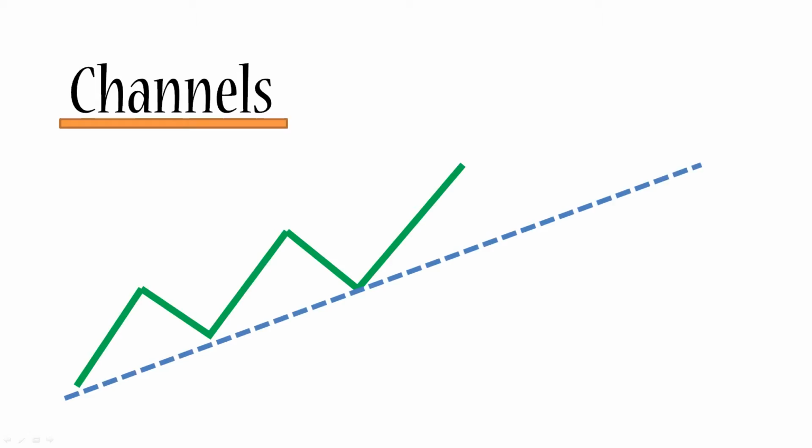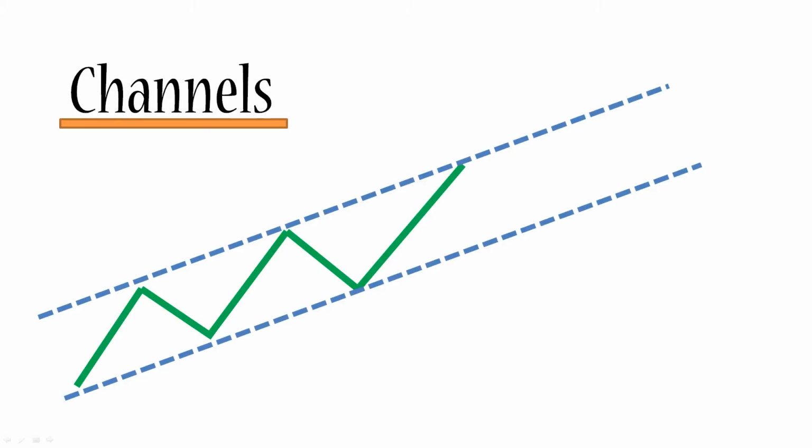Now, what we're going to do is we're going to take this diagonal and copy it and put it above the price. So there it is. It's got the same angle as the first one and it's sitting on one of the highs of the price. Once again, as you can see here, the price is also bouncing off this diagonal and bouncing downwards. The price is kind of moving in a channel or corridor.